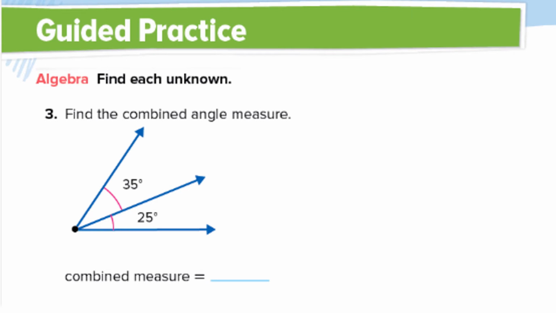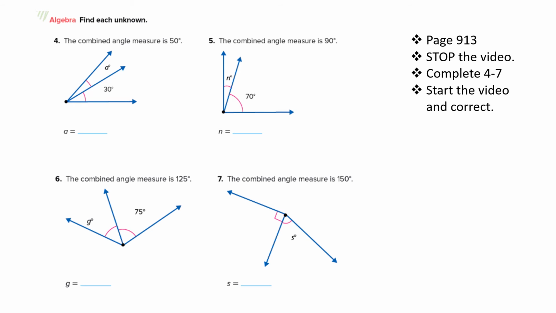Example number 3 says find the combined angle measure. When it says combined, you're just going to add them together to see what this one will be. 35 plus 25, can you do that in your head? Equals 60. Now I'm going to put you to work. Turn to page 913, stop the video, and complete problems 4, 5, 6, and 7. When you have them done, start the video again and correct.